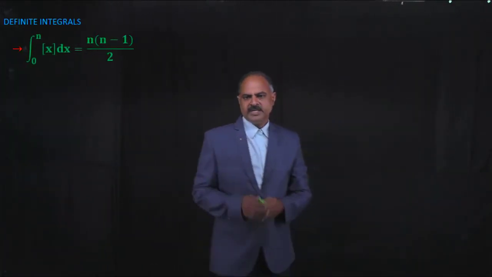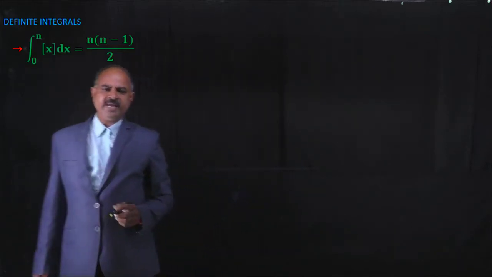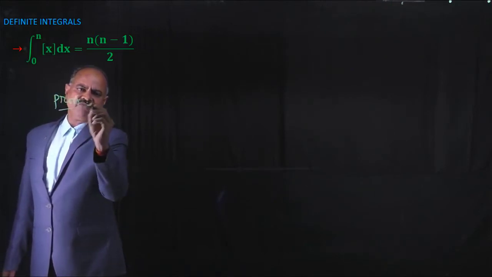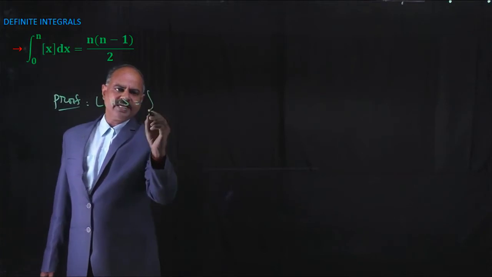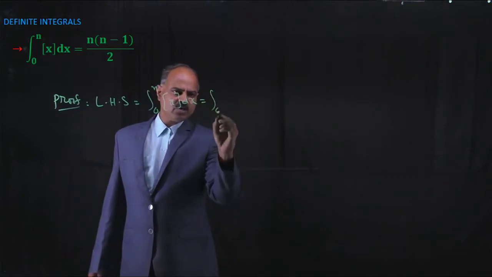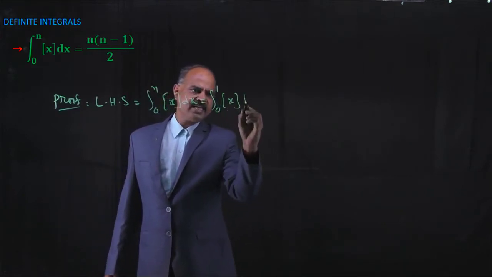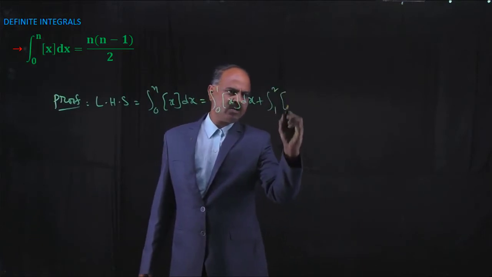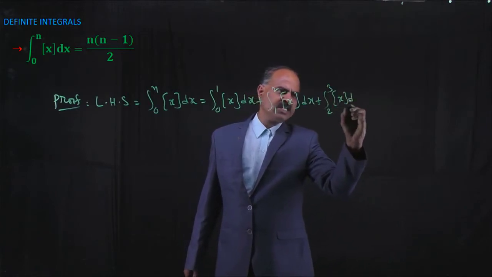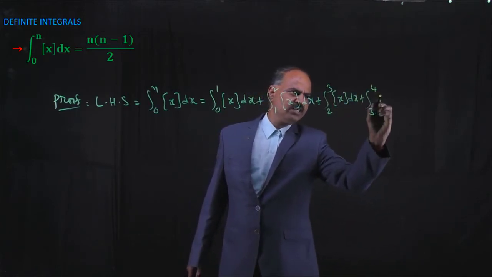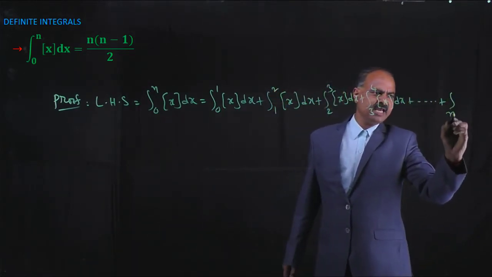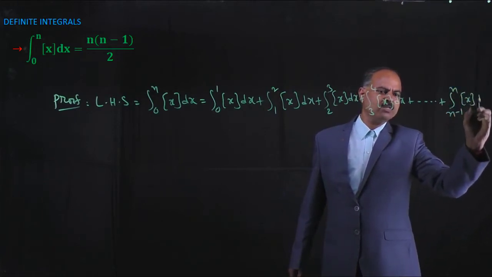Next problem: the integral from 0 to n of [x] dx is equal to n(n-1)/2. So first take the left hand side, LHS, that is equal to the integral from 0 to n of [x] dx. Now this is equal to the integral from 0 to 1 of [x] dx plus the integral from 1 to 2 of [x] dx plus the integral from 2 to 3 of [x] dx plus the integral from 3 to 4 of [x] dx, and so on, plus the integral from n-1 to n of [x] dx.